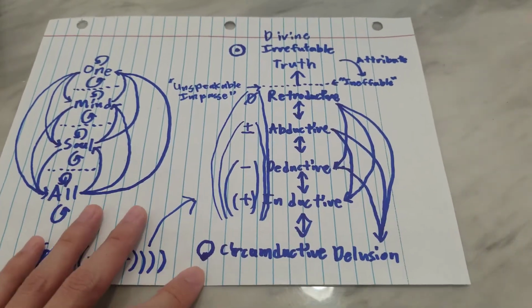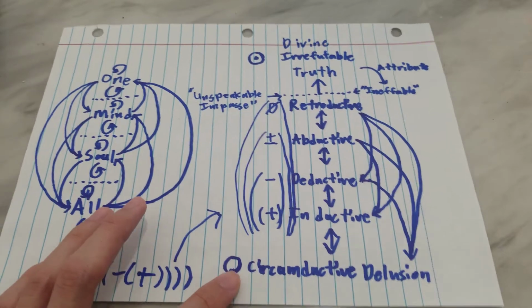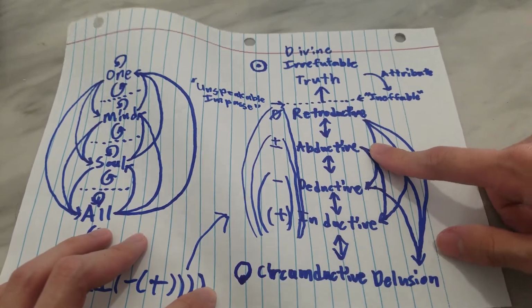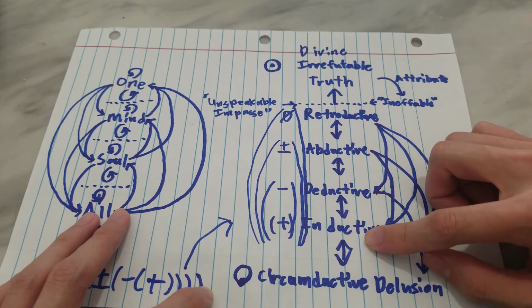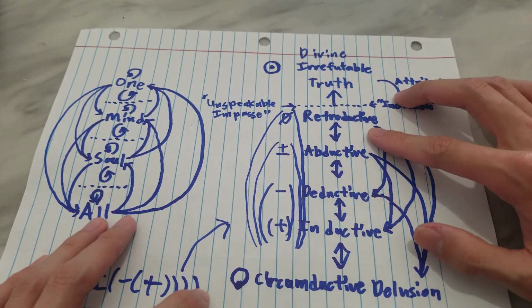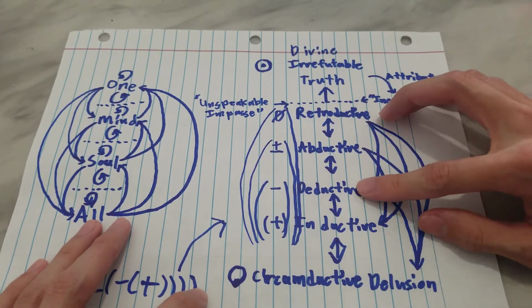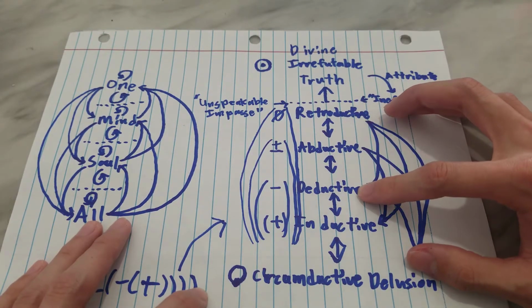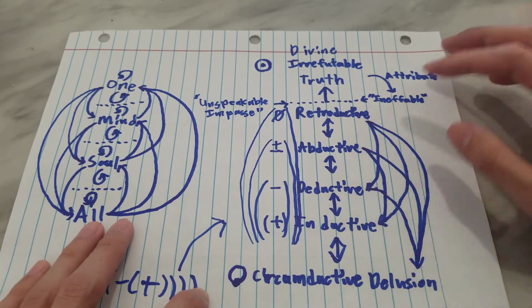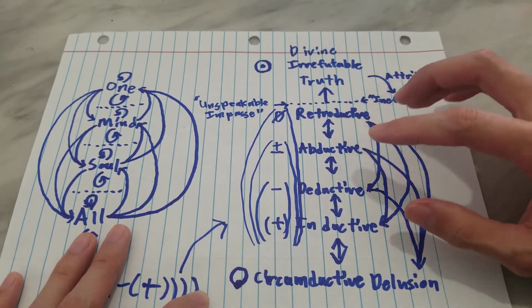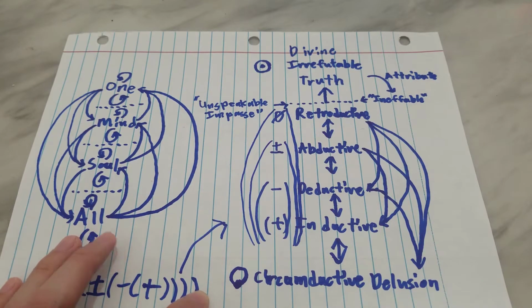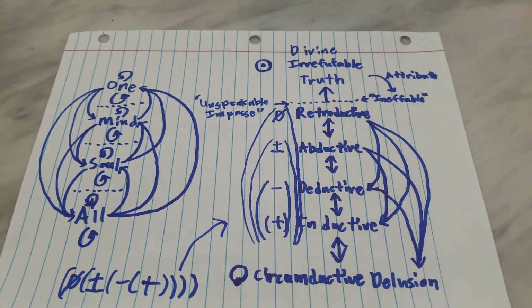Well, anyways, this circumductive delusion is about going from inductive to deductive to abductive to retroductive to inductive, and so on, cycling through retroductive, abductive, deductive, inductive paradigms over and over, but you'll never get to the bottom of any answer to the question.